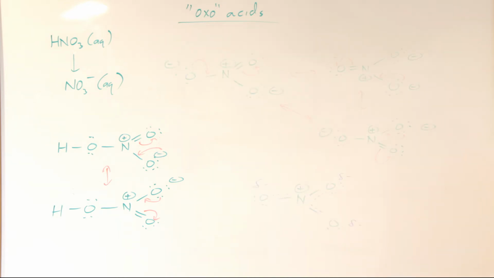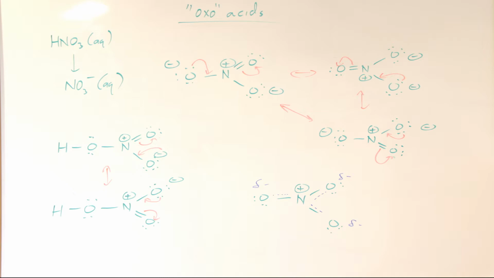And that resonance can go on all the way around so that we end up with the negative charges spread out on 2 of the 3 oxygens around the nitrogen. Generally, you'd say, all right, well, that's not so bad, except for the fact that along with that negative charge, you have a positive charge right in the middle of it the whole time.